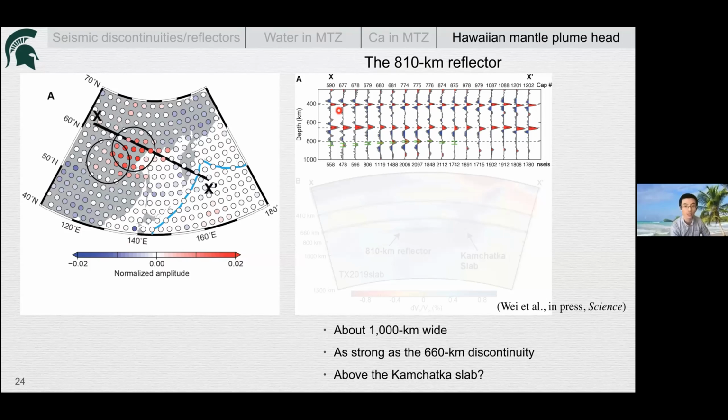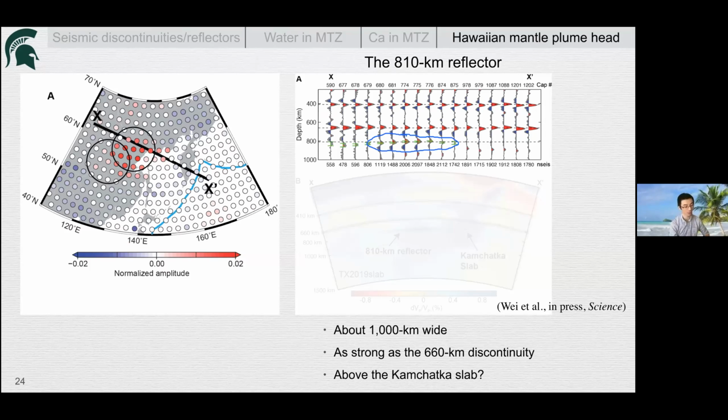We find the 410 discontinuity here. We find the 660 discontinuity here. But in certain regions over here, we also find a very strong reflector at a depth of about 810 kilometers. And on the left side, these red circles indicate, in map view, where the reflector was detected.